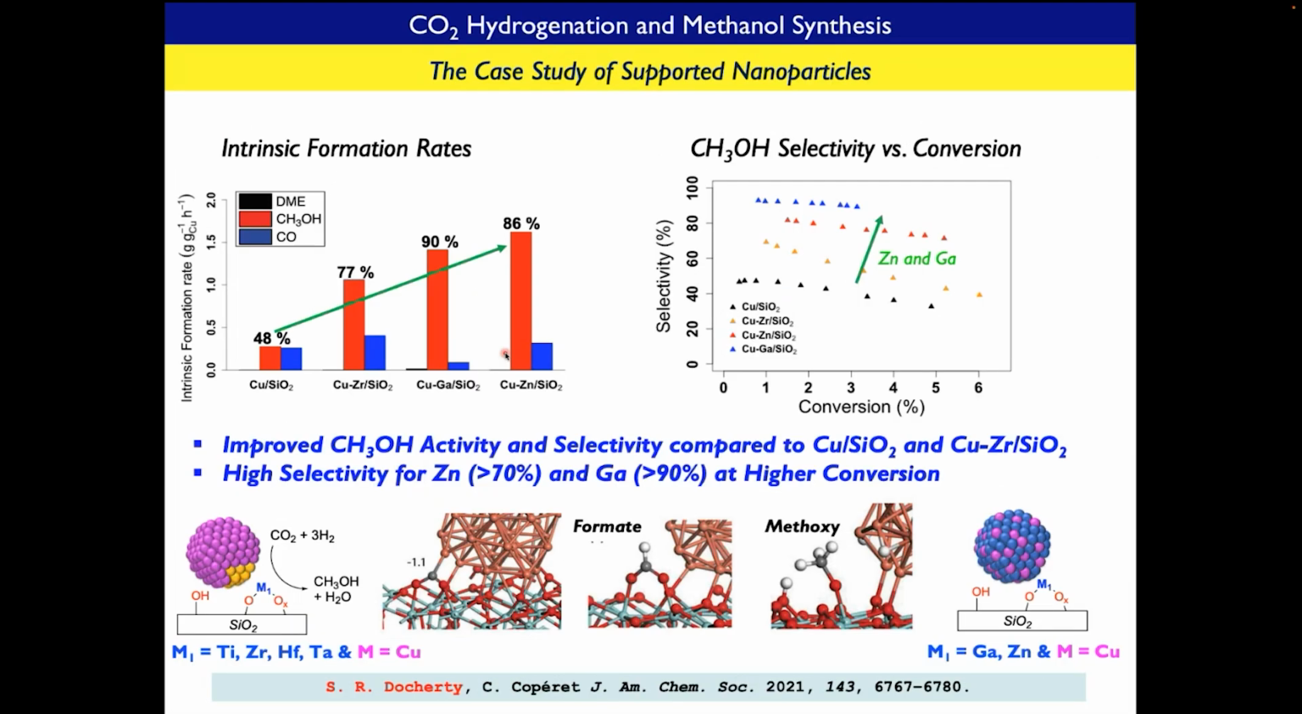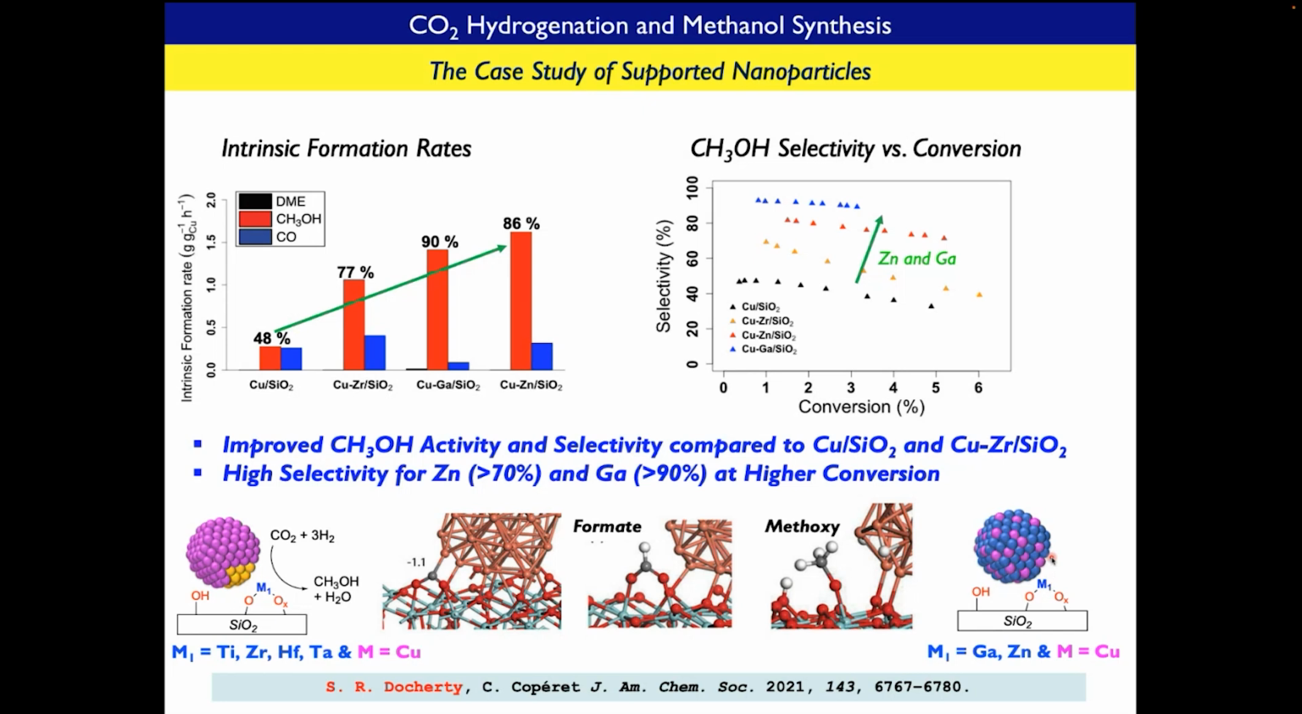With that in hand, we went to a much broader type of system, and we also studied gallium and zinc, which are the typical promoters of CO2 hydrogenation. But in that case, we could see that you actually make much better catalysts. They are much more selective at high conversion, which is what you want. And we could show that in that case, you make alloys. So you always generate copper-gallium and copper-zinc alloys.